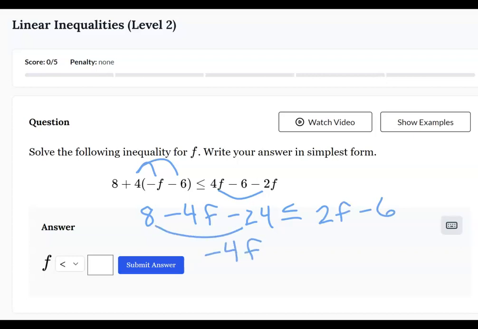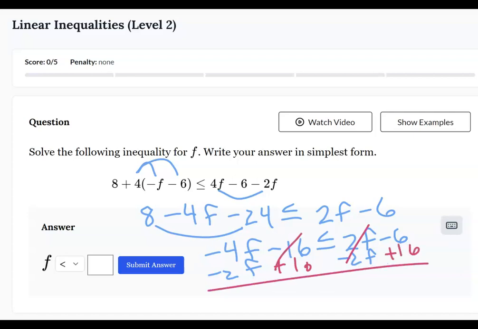Negative 4f minus 16 is less than or equal to 2f minus 6. I'm going to subtract 2f from both sides. Because I'm running out of room, I'm also going to write that I'm going to add 16 to both sides. And you see I'm being fair. I have a cross out on the left and a cross out on the right. That leaves me with negative 6f is less than or equal to 10.